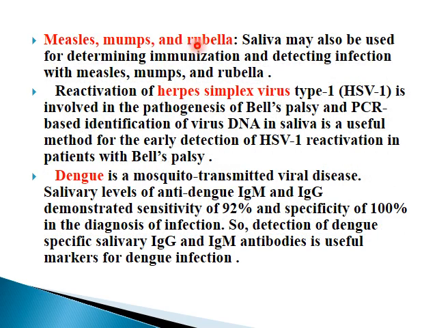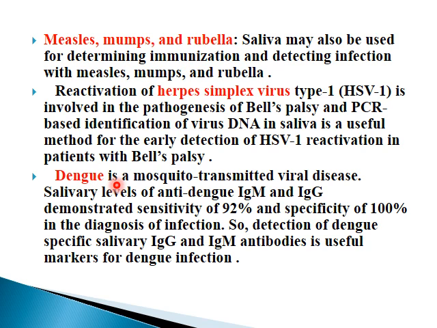Measles, mumps, and rubella, also viral diseases. Saliva may also be used for determining immunization and detecting infections with measles, mumps, and rubella. Reactivation of herpes simplex virus type 1 is involved in the pathogenesis of Bell's palsy, and PCR-based identification of virus DNA in saliva is a useful method for early detection of HSV1 reactivation in patients with Bell's palsy.